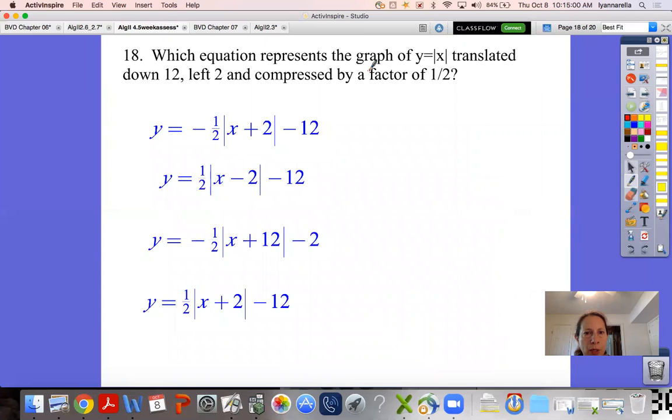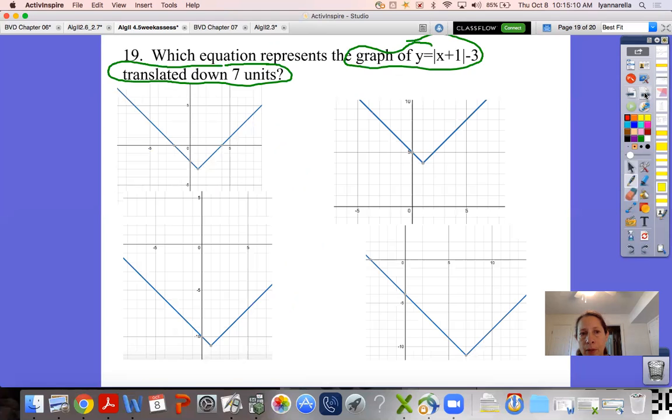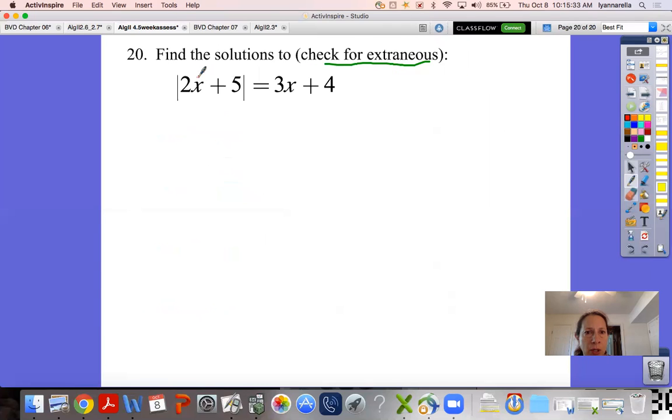All right, which equation represents this graph translated down 12, left 2, and compressed? I would just graph them all until you find the one that does all three of those things. And then this one says, which equation is this graph translated down? Read instructions. So many of you will go straight to Desmos and put this in and then click on the graph that matches this, and you'll forget that you're supposed to shift it down. Read instructions. I don't want you guys missing this because you didn't know to read your instructions, okay? This is what will keep you from getting 100 on this test, is not reading the instructions.